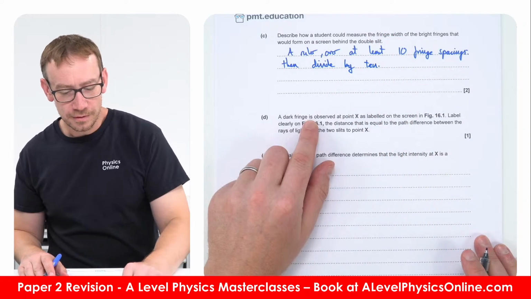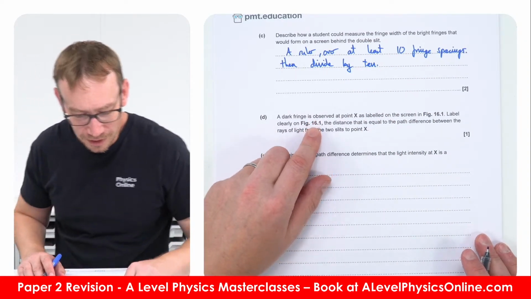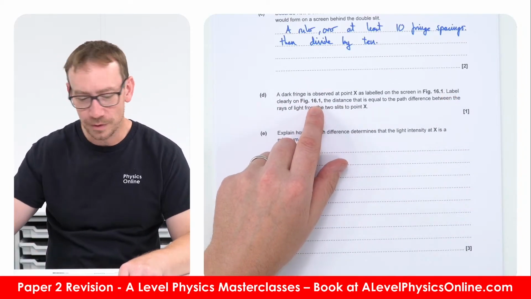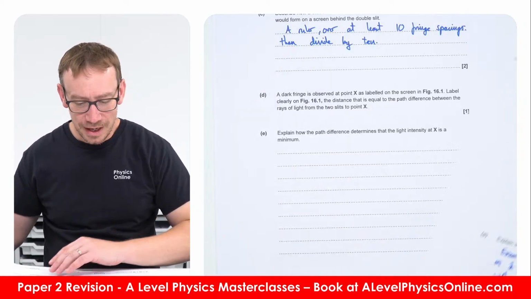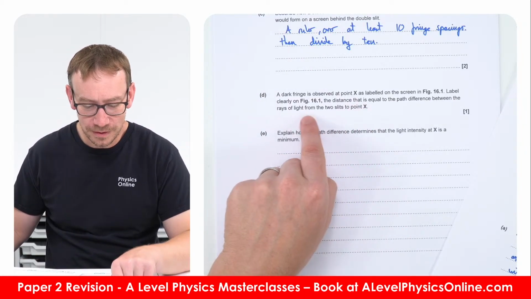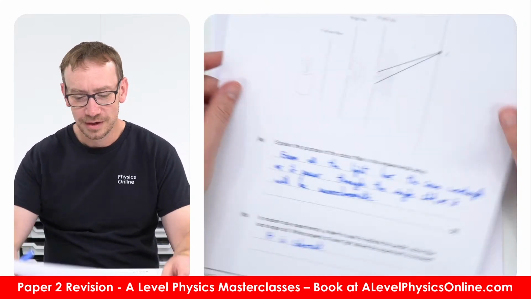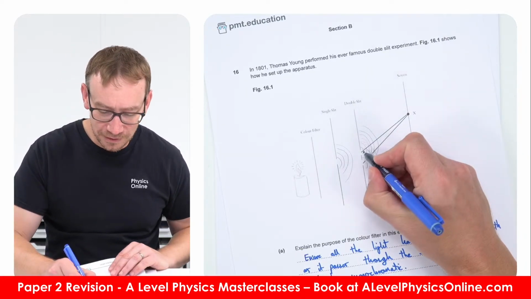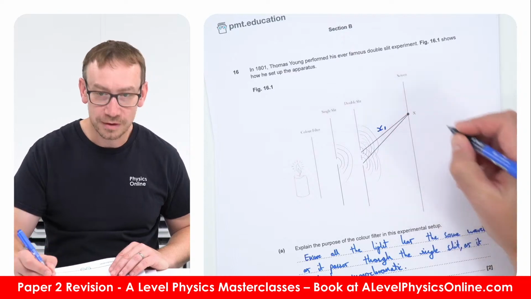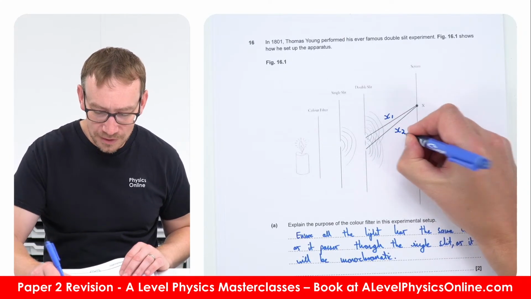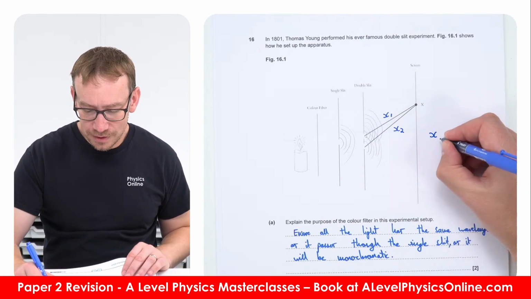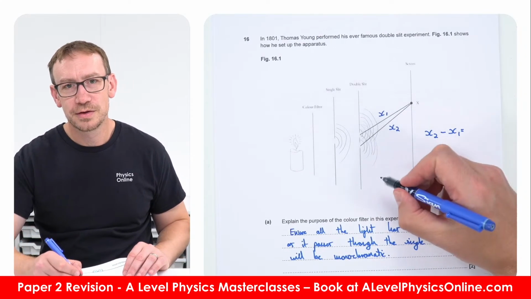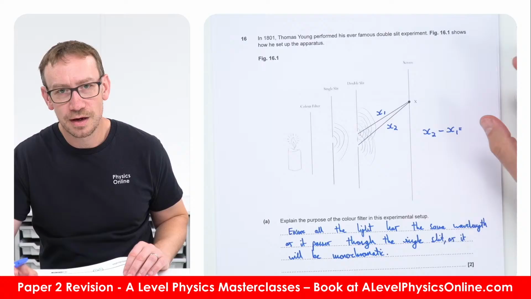Okay, a dark fringe is observed at point X. Label clearly on figure 16.1 the distance. The distance is equal to the path difference between the rays of light from the two slits to point X. Right, I think I've just drawn over it here, but if this is the distance, say that's going to be a distance of x1, and this is x2, then x2 minus x1 is going to be equal to the path difference, equal to half a wavelength.